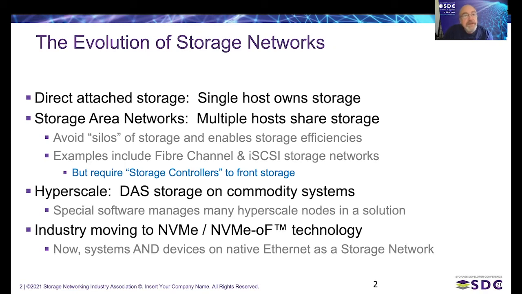In the hyperscale customers, they've typically been using direct attached storage and avoiding a separate network that requires separate network administrators. But they have plenty of software developers that make their own software that makes scaling hyperscale nodes a solution. Now the industry is moving to NVMe and NVMe over Fabrics technologies. You can create a SAN with it, or you can put it on your regular LAN. So now systems and devices are on native Ethernet as a storage network.